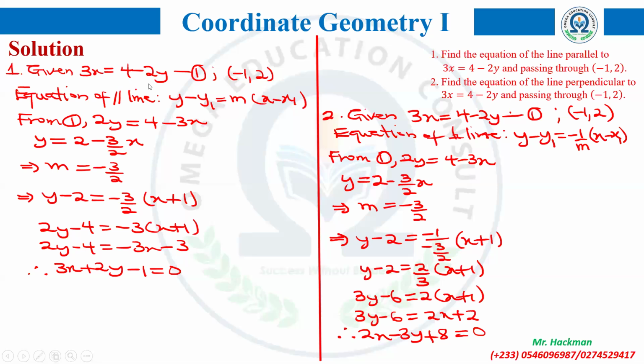So I will come and make y the subject. Making y the subject, the y term here is negative, so I will move it here and bring this one here. And that will give me 2y = 4 - 3x. So still y is not made the subject.